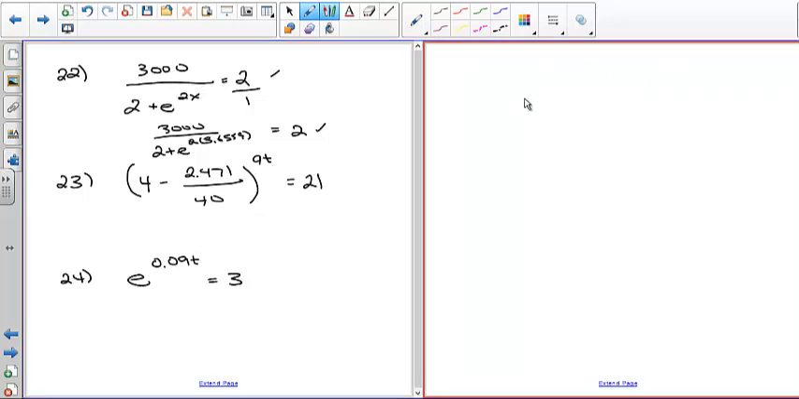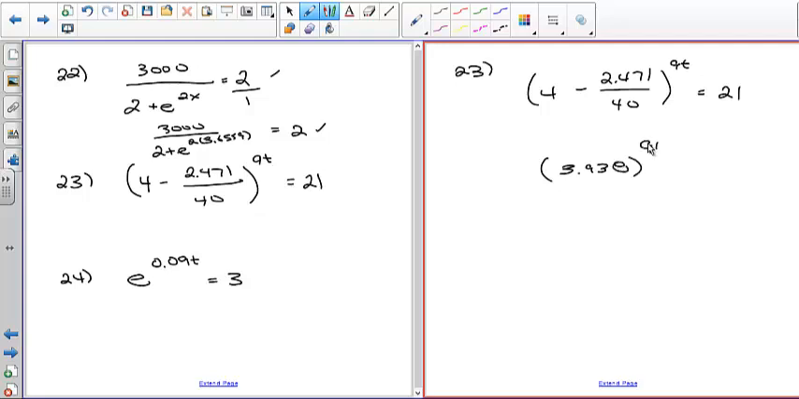Okay, 23. Same kind of deal here. We just have to do some algebra first. So the first thing we do is probably just go ahead and evaluate what's in the parentheses. So you'd have 4 minus 2.471 divided by 40. So there you get 3.938 raised to the 9t power is equal to 21.